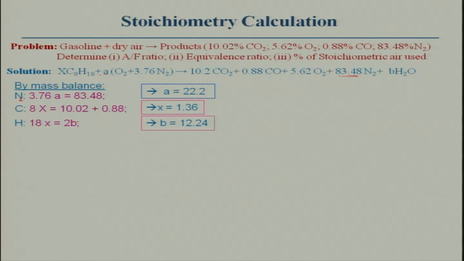However, you need to do another balance just to check whether it is right or wrong. For that, what will we have to consider? We will consider O. In O, it is 2A on the left-hand side. On the right-hand side, it is from carbon dioxide 10.02 into 2 because CO2, plus carbon monoxide 0.88, and oxygen is basically 2 into 5.62, and of course B.